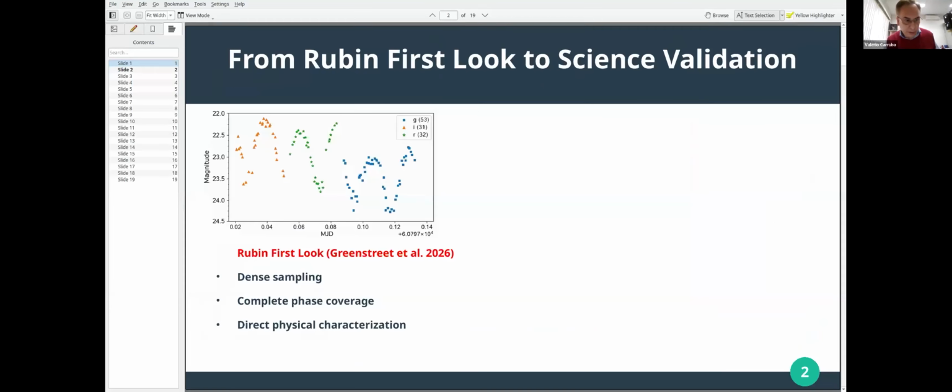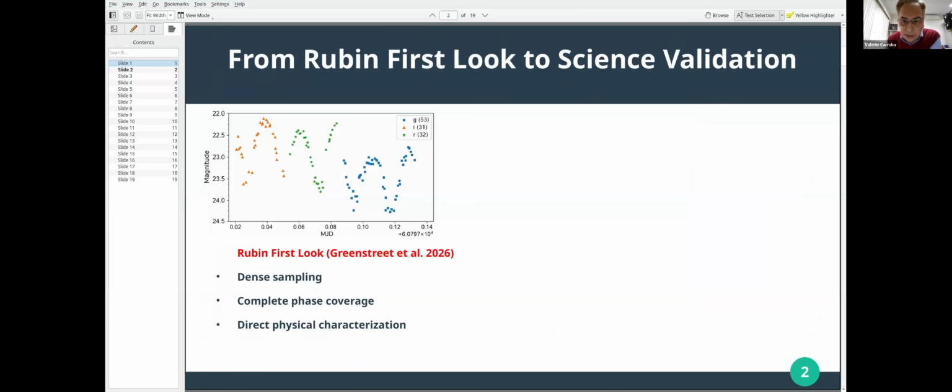So you may be familiar with the work by a derived light curve for Rubin phase 2 data, which are characterized by dense sampling and complete phase coverage. You can get direct physical characterization for these objects.